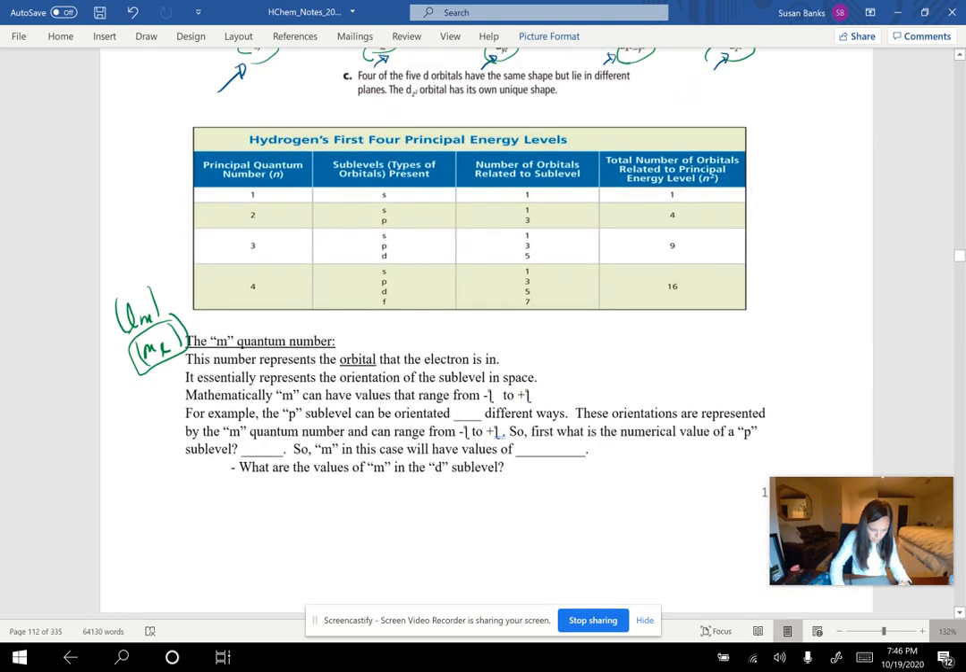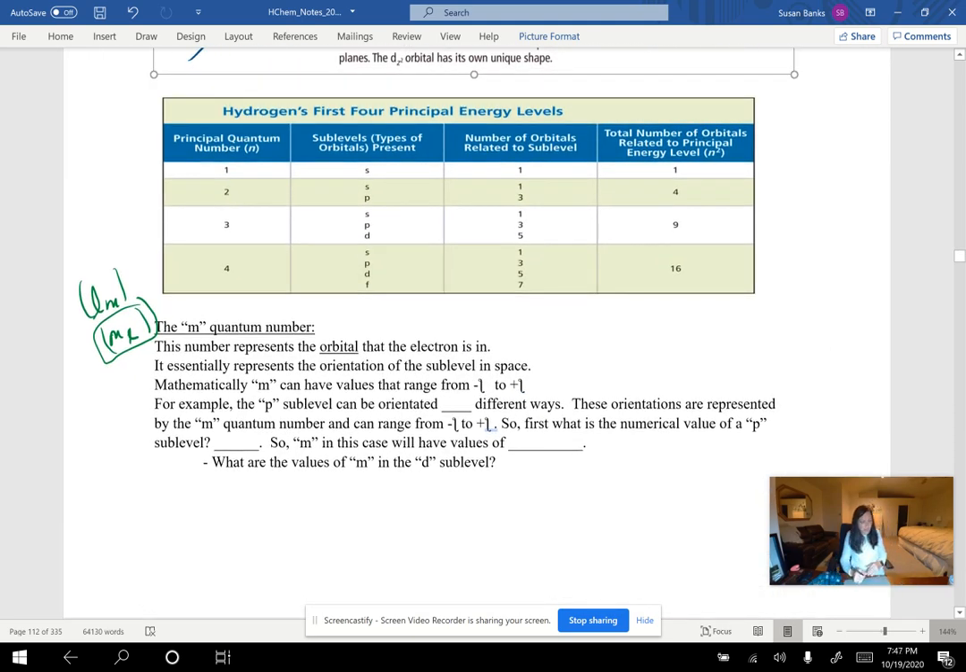Okay, so let's get back here. The M sub L number represents the orbital that the electron is in. It essentially represents the orientation, whether it's the XY, or the one along the Z-axis, or whatever, which orientation that orbital is in. Mathematically, M can have values that range from negative L to positive L.